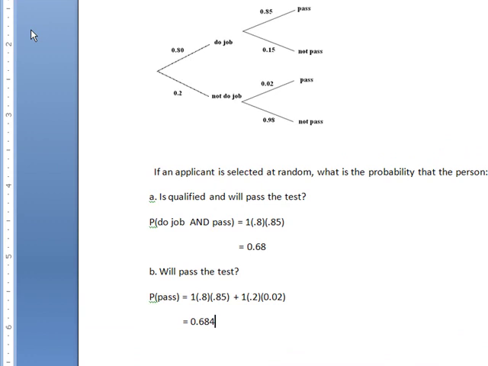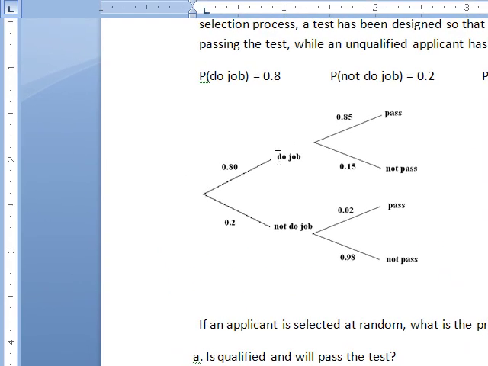So to reiterate, why does this make sense? Because I have two paths that lead to what I want. One of them is able to do the job. Once you're able to do the job, you can pass a test. Or another possibility, disjoint from that path, is not able to do the job and pass a test.